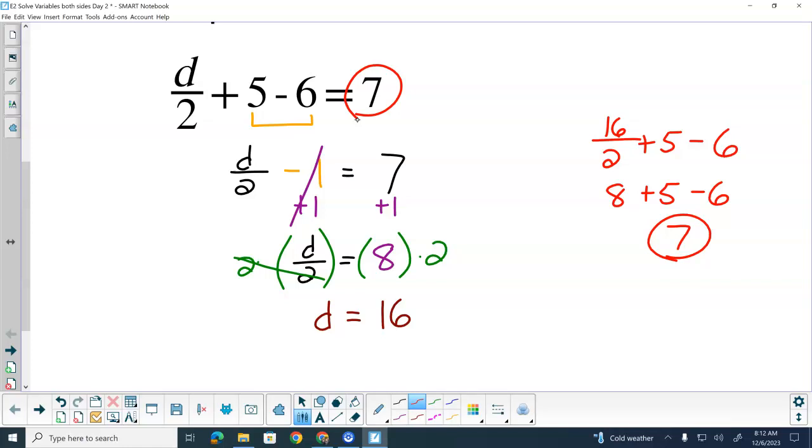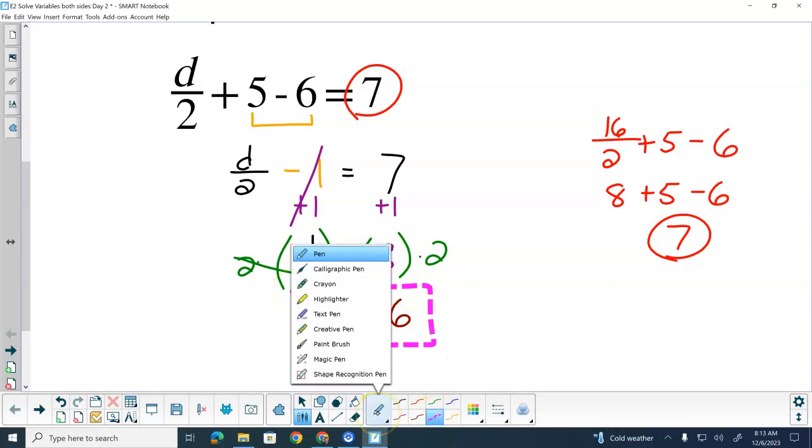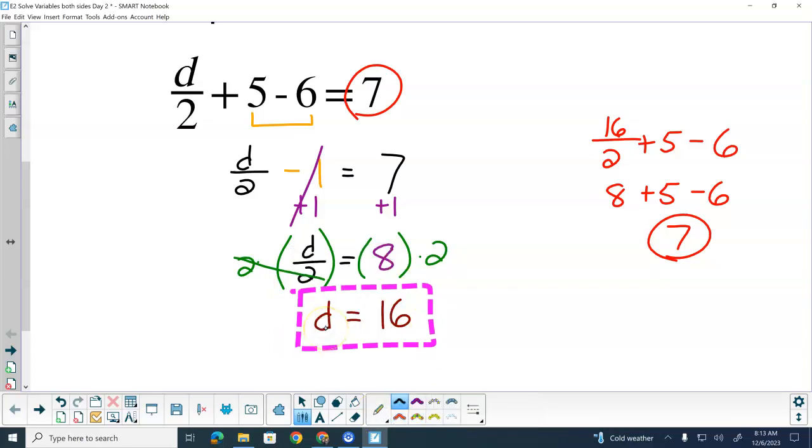Now that we've checked our work, we've done our work, we've checked our work, what can we do now? We circle, we brag about our work. Yep, exactly. We brag about our work. We could even put a couple of stars next to our work if we really, really, really wanted to.